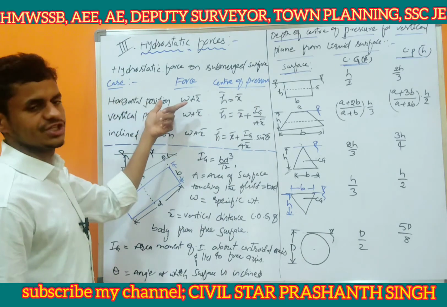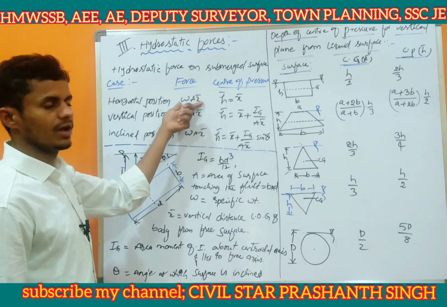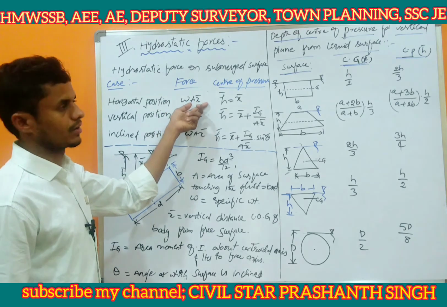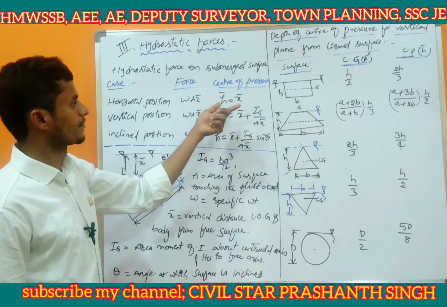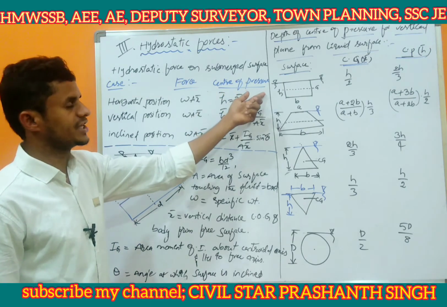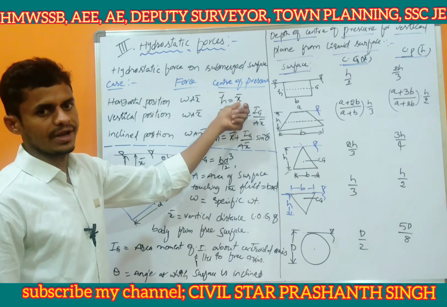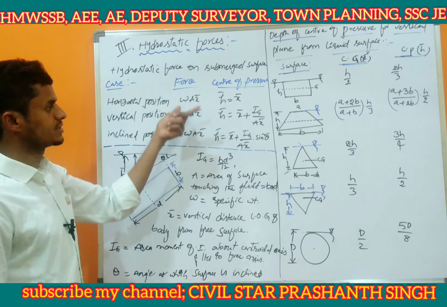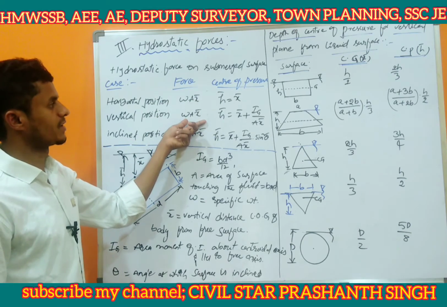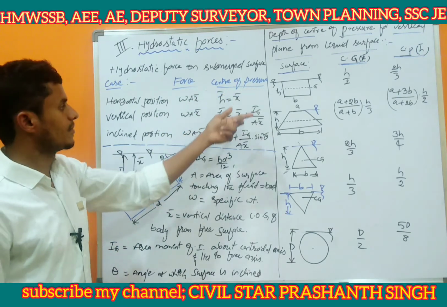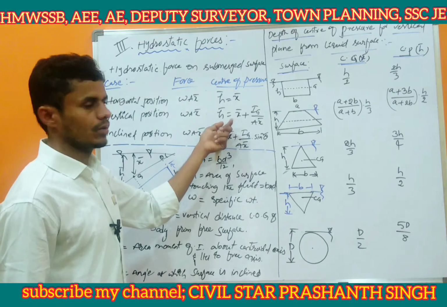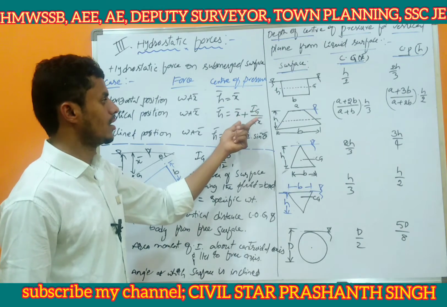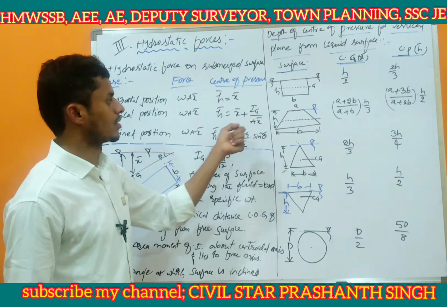For the horizontal position, what is the force formula? W into A into x bar. What is the center of pressure? Center of pressure H bar equal to x bar. For the vertical position, what is the force? W into A into x bar. What is the center of pressure? H bar equal to x bar plus Ig, the area moment of inertia, by A into x bar.